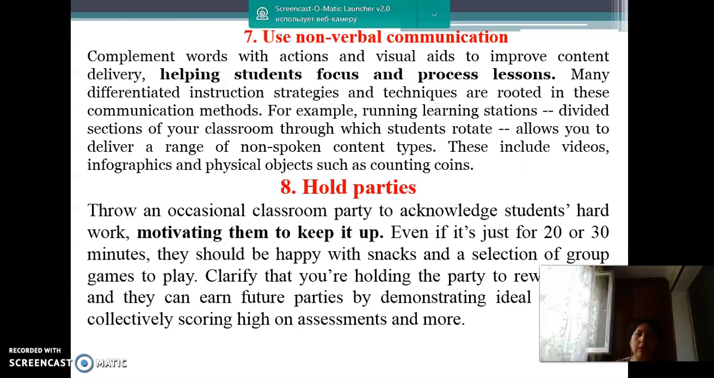The eighth strategy, hold parties. Throw an occasional classroom party to acknowledge students' hard work, motivating them to keep it up. Even if it's just for 20 or 30 minutes, they should be happy with snacks and a selection of group games to play. Clarify that you are holding the party to reward them and they can earn future parties by demonstrating ideal behavior, collectively scoring high on assessments, and more.